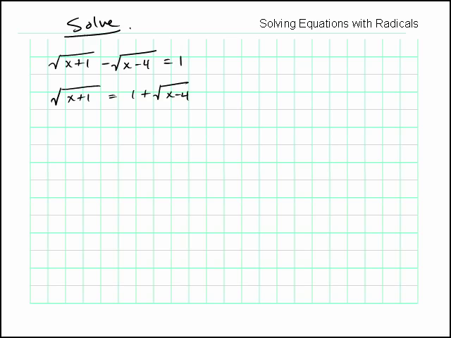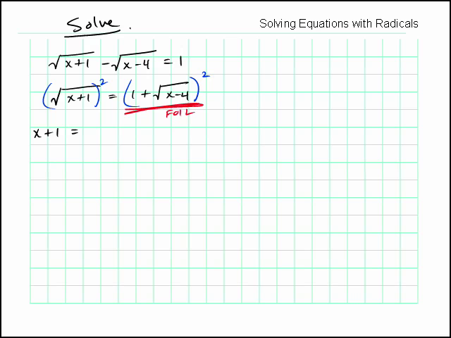Now we square both sides. Square this side and square this side. On the left, we just have x plus 1. And that's the easy part. Right here, we have to FOIL it out. And that will be 1.